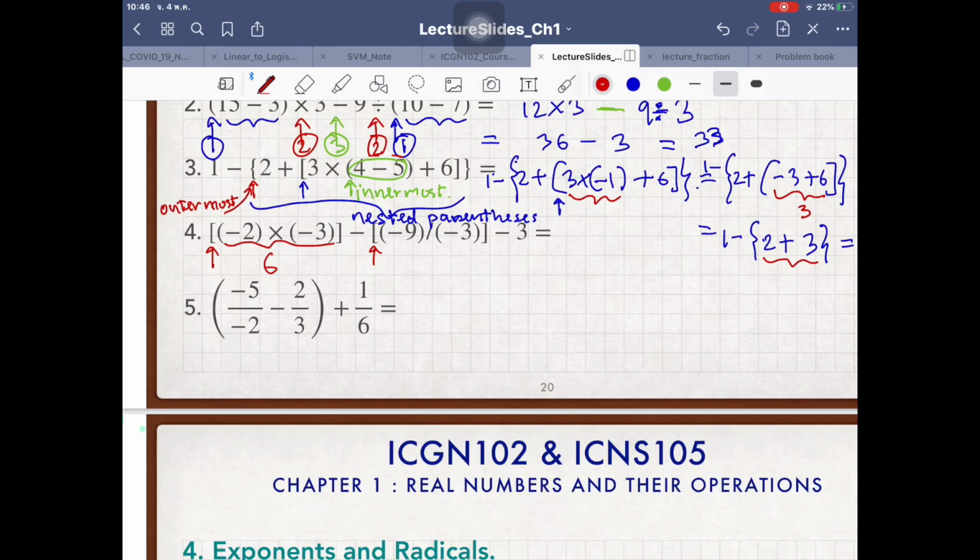Okay, and then in the next step you need to calculate minus 9 divided by minus 3. For this term you can cancel minus and minus. And then if you take 9 divided by 3, you get 3. So now you're going to have the result of 6 minus 3, then minus 3 again. So the answer will be 0.